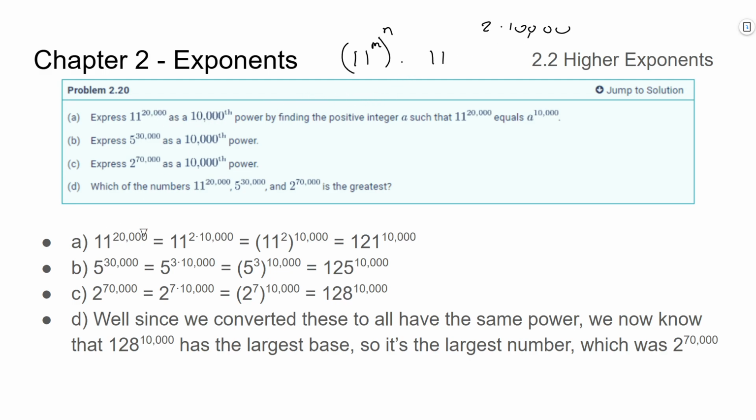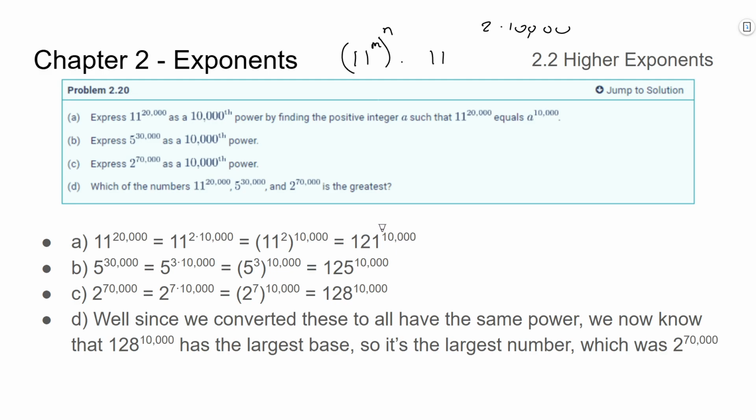So 11 to the 20,000 is the same thing as 11 to the 2 times 10,000, right? That would still be the same thing because 2 times 10,000 is still 20,000, so these are still equal. And now that we have multiplication here, that's going to be a power raised to a power. So we have 11 squared to the 10,000th. What is 11 squared? 11 squared is 121. So there we go, that's our answer right here, 121 to the 10,000th.